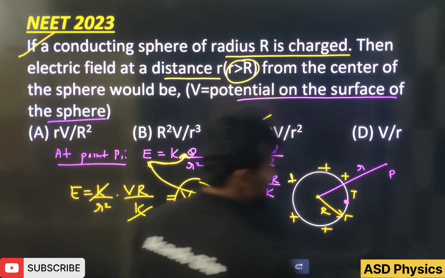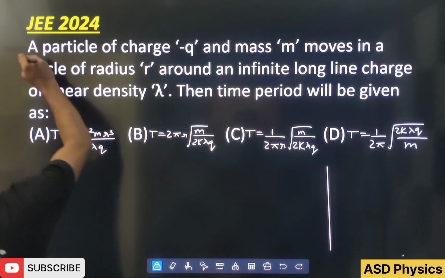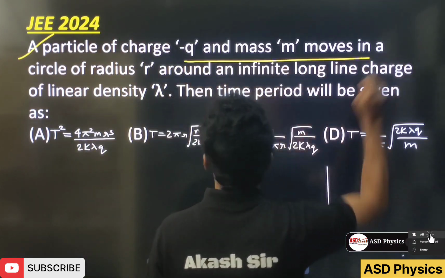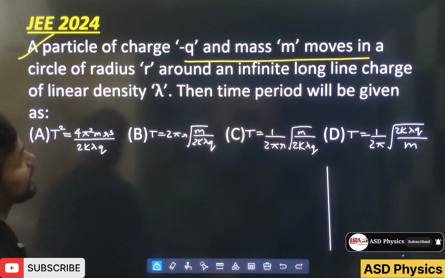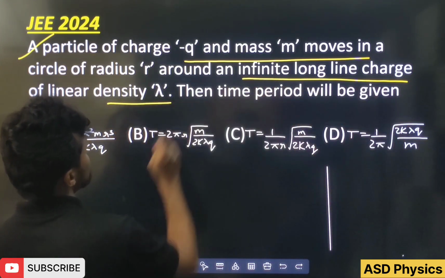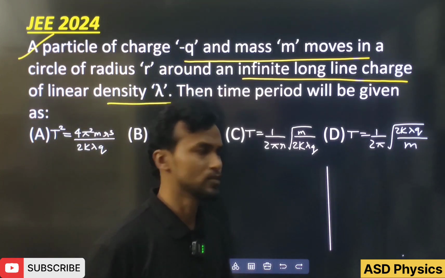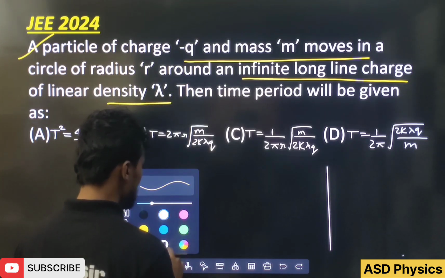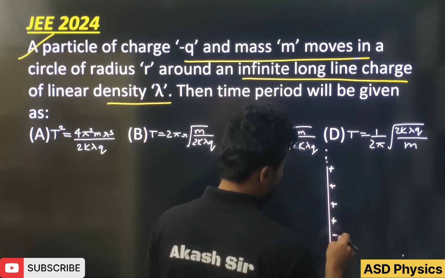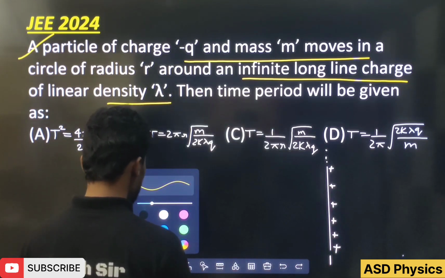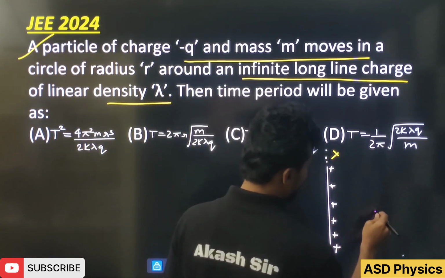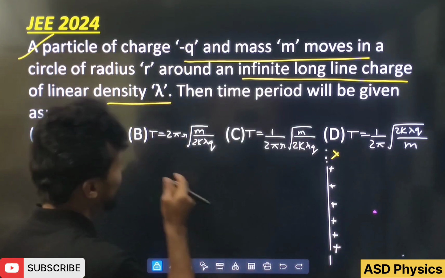Very easy. And the last question is there, JEE 2024. A particle of charge minus Q and mass M moves in a circle of radius R around an infinite line charge of linear charge density lambda. Then what will the time period be? So students, this infinite wire is there, uniformly charged, with linear charge density lambda. And now one particle is there, with charge minus Q.